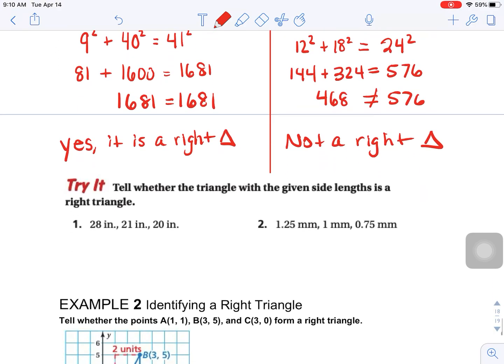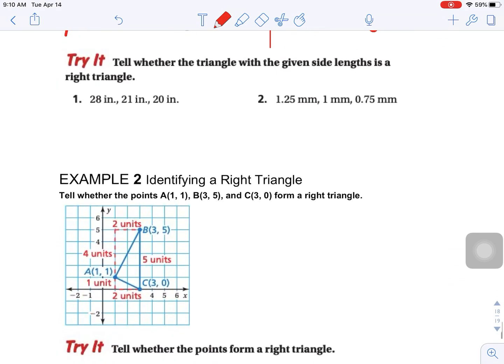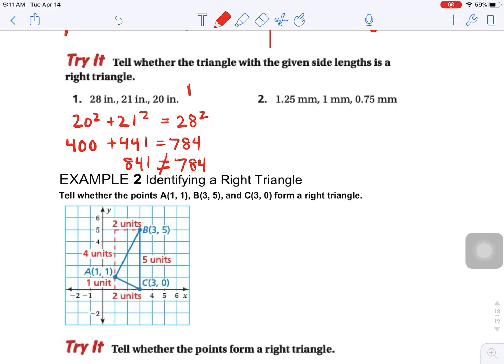All right, same idea for these next two. Feel free to pause the video here to try them on your own. All right, so same concept, right? My two smaller sides here are 20 and 21. My larger side is 28. We use a calculator. 841 does not equal 784, so this one is not a right triangle.